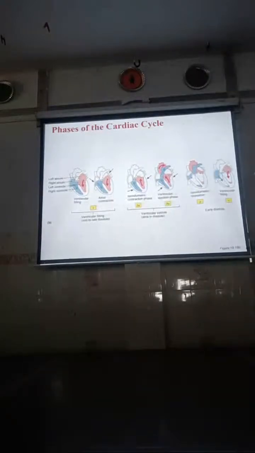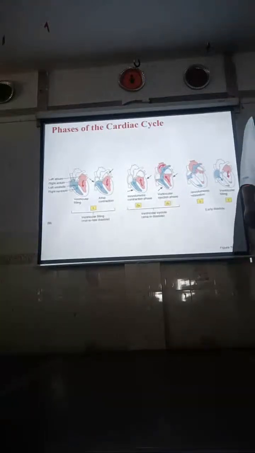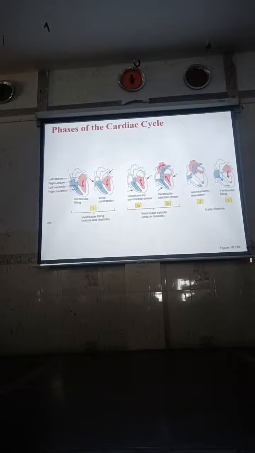Hence this period is called the ejection period. Now, the ejection period occurs in two stages. Ventricular systole is occurring in how many phases? Two phases. What is the first phase? Isometric contraction, and then ejection.